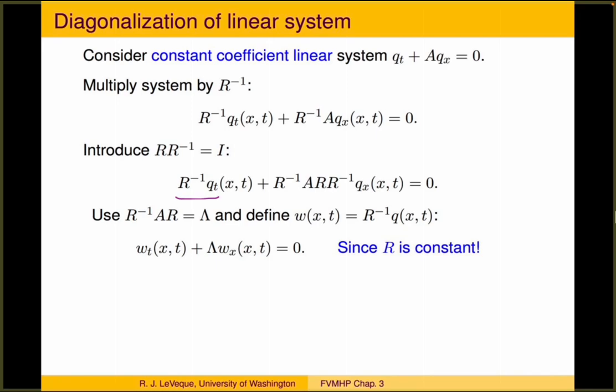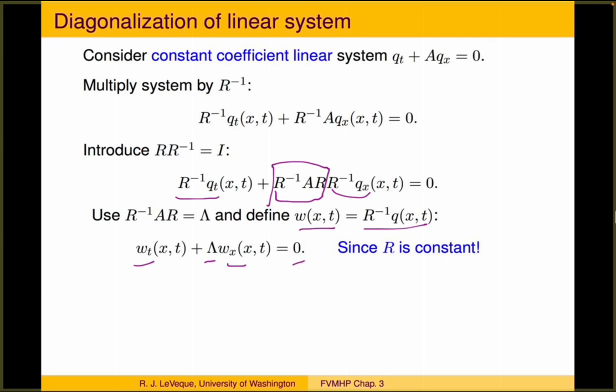So this R inverse times qt is the same as the time derivative of R inverse q, and R inverse qx is the x derivative of R inverse q. So if we introduce w as R inverse q, then what this equation says is that the time derivative of w plus, we now have here R inverse AR, which is exactly the diagonal matrix lambda, times R inverse qx, which is wx, equals 0.